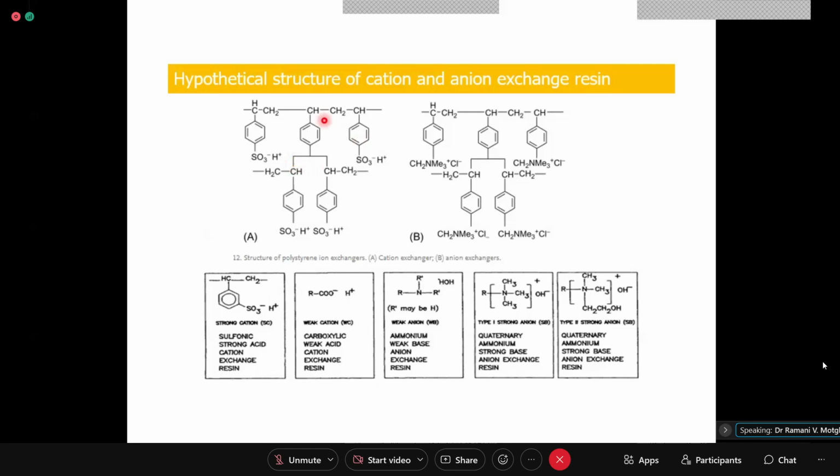And you perform the determination of the exchange capacity of the ion exchange resin.